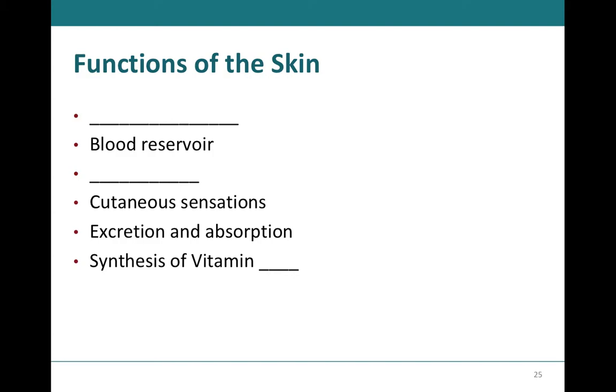And then synthesis of vitamin D, D as in dog. So we use these ultraviolet rays that come from the sun. They're a precursor to the molecule calcitriol, and that's what allows vitamin D to be made. So the vitamin D aids in absorption of calcium from foods in our gastrointestinal tract.